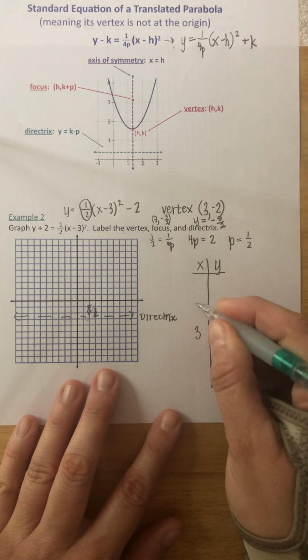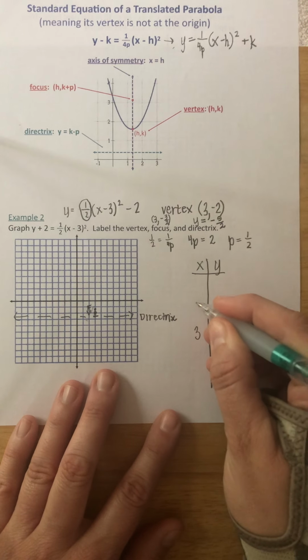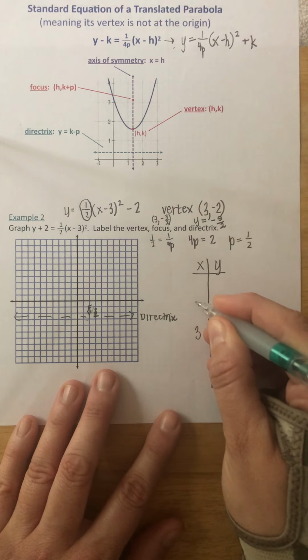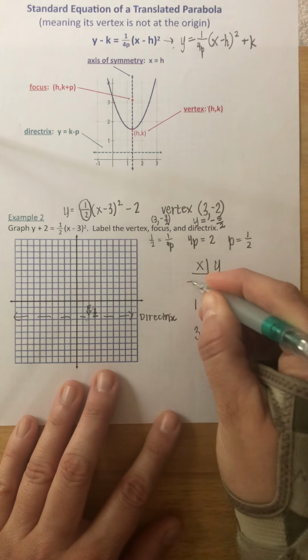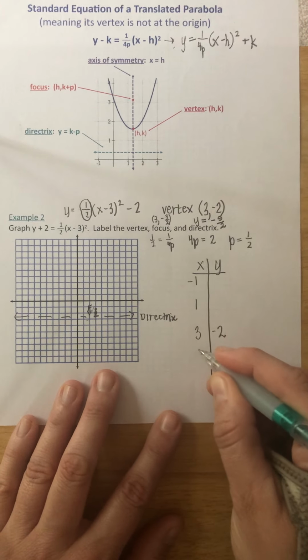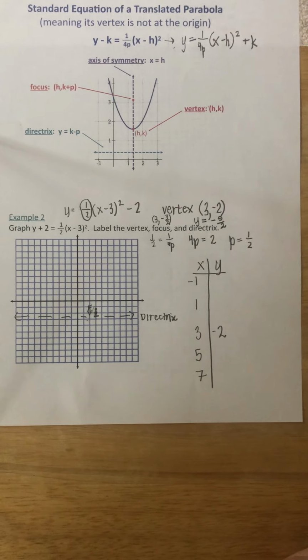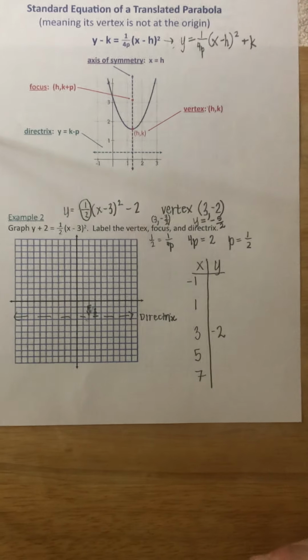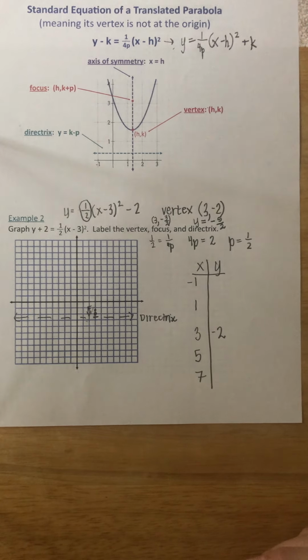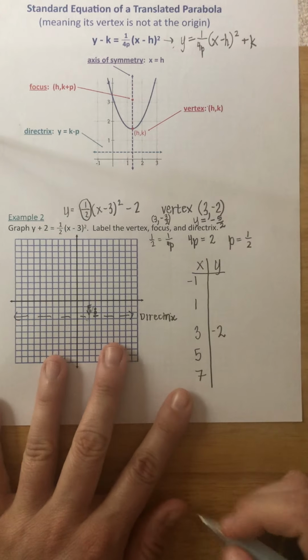So maybe instead of doing a 2 and a 1, what if I go by 2s? And so maybe I do a 1 and a -1, and over here I would do a 5 and a 7. Again, you guys can pick whatever numbers you want. You don't have to pick the same numbers I am. You can do the next 2 numbers on either side, and that would be fine. So let's see how this would look.